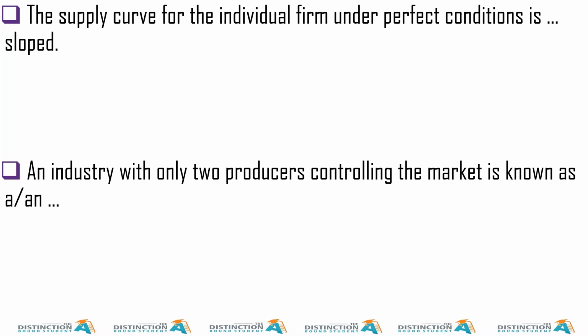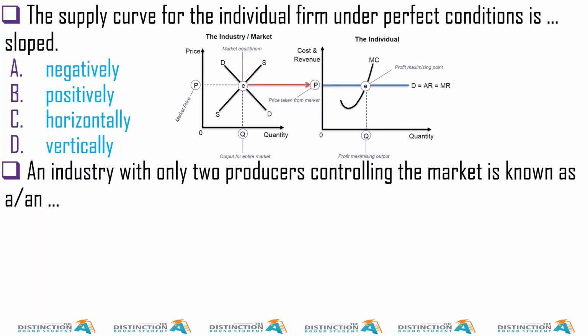The first question was, the supply curve for an individual firm under perfect competition is, we did this one, look at this supply curve. How do we know? Because the supply curve is our marginal cost curve, right? And to be more correct, it is the point on the MC which is above the AVC. So our supply curve, you can see here, it's positive sloping.